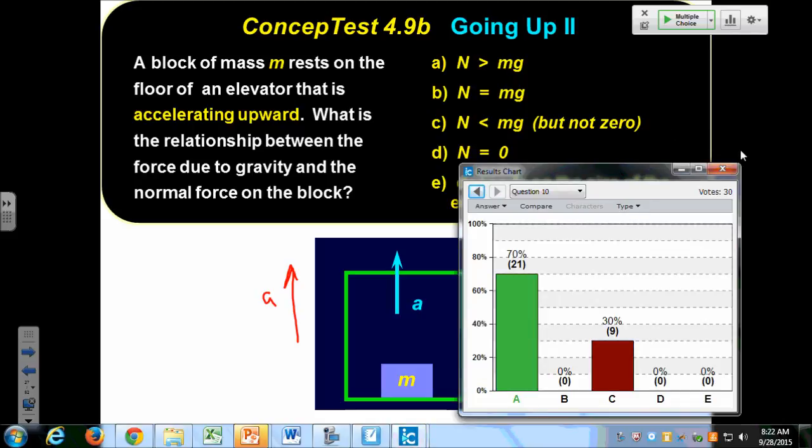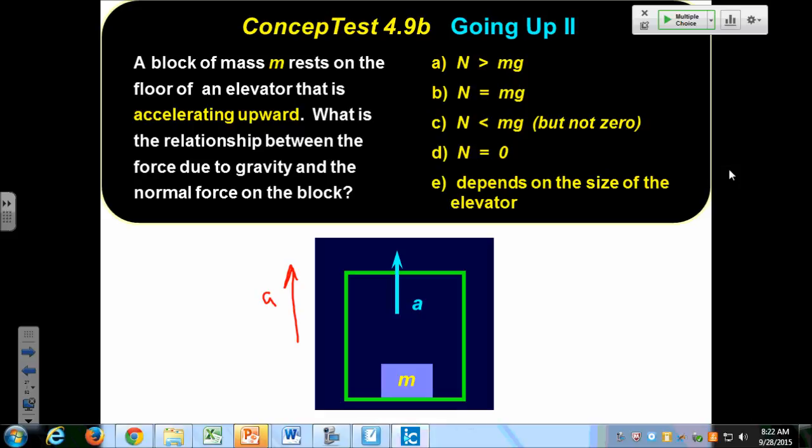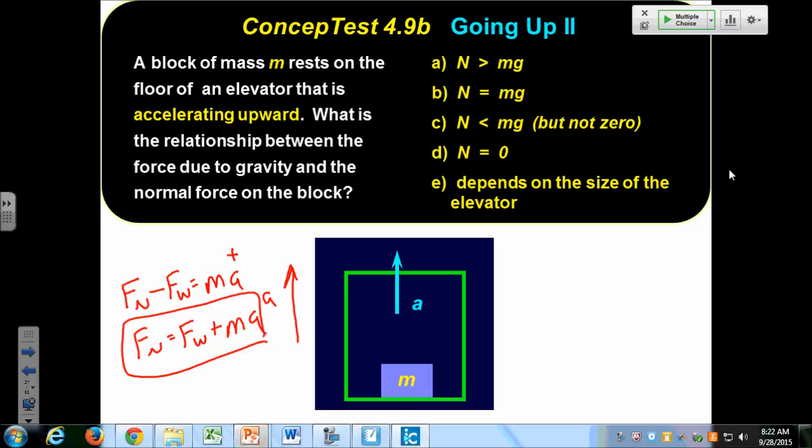Very good. The normal force is going to be bigger than the weight. Similar thing, I have Fn minus the weight equals ma. In this case, the acceleration is positive, so the normal force is Fw plus ma. So the normal force is bigger than the weight.